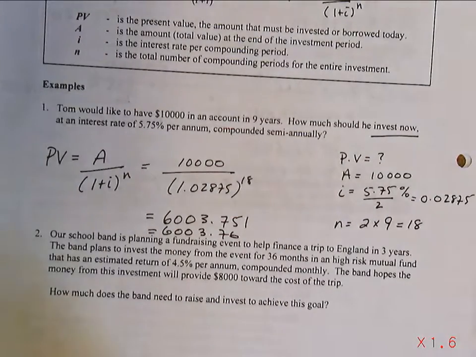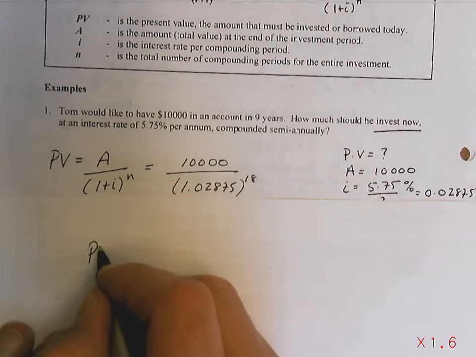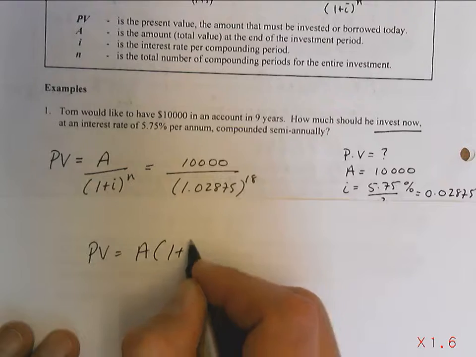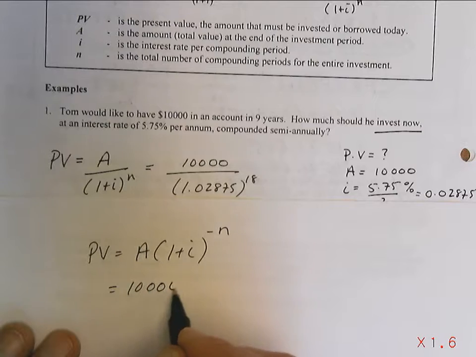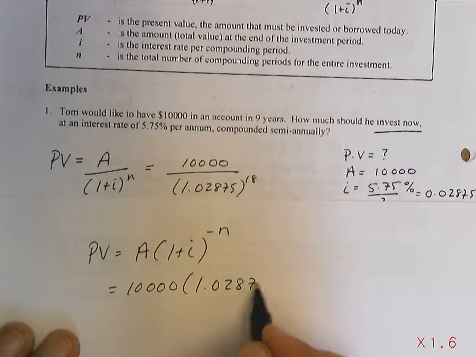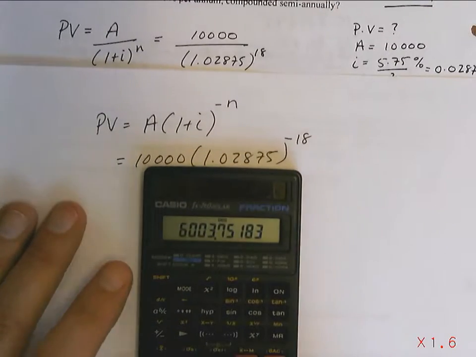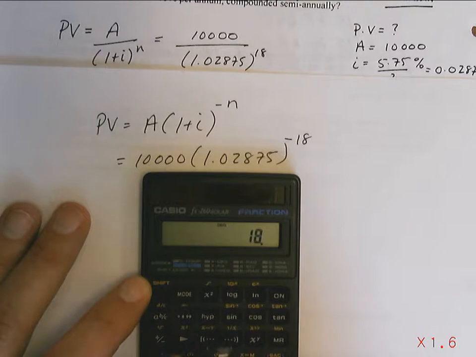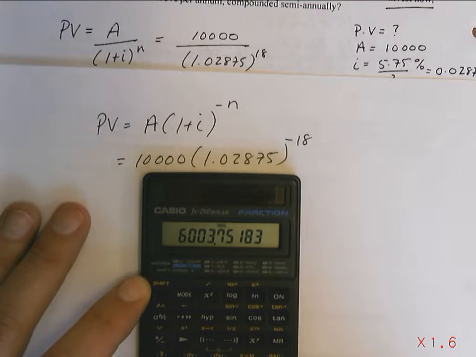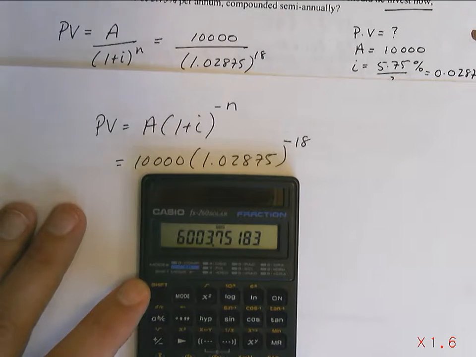Okay, there's another way to have done that question, though. We could have done the formula being present value equals A times 1 plus i to the negative n. It's the same formula, in which case it would have been 10,000 times 1.02875 to the negative 18. On a calculator, that would be 1.02875 to the exponent 18, negative, equals, times 10,000. And we get the same answer. So it doesn't matter which formula you use. It does matter how you use your calculator, so be able to do both.